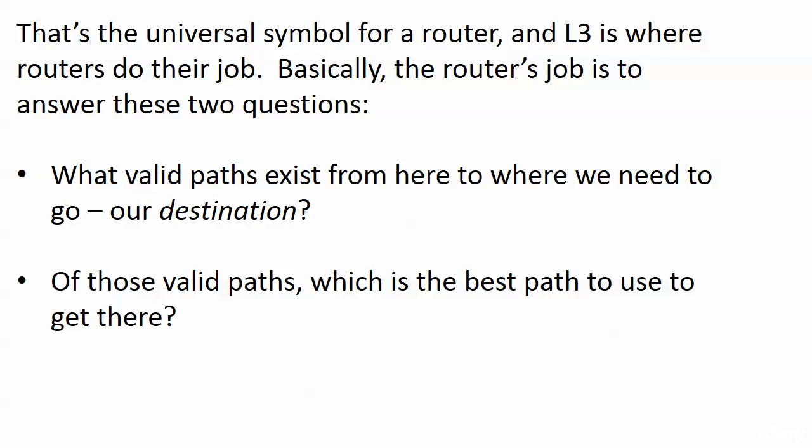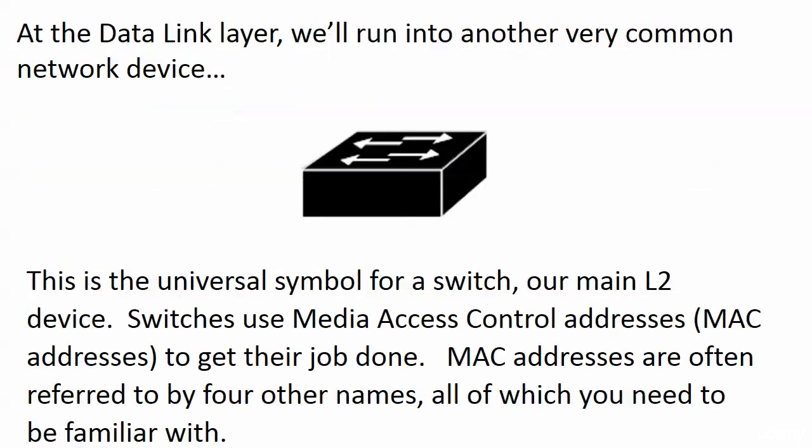Now, layer 3 is where routers do their jobs, and basically, very, very, very basically, the router's job is to answer 2 questions. What valid paths exist from here, the local router, to wherever we need to go, our destination? And of those valid paths, which is the best path to use to get there? Class over. That's all you need to know about routing, right? Well, it gets a little more complicated as you'd expect, but these are the 2 fundamental questions that a router is answering at layer 3.